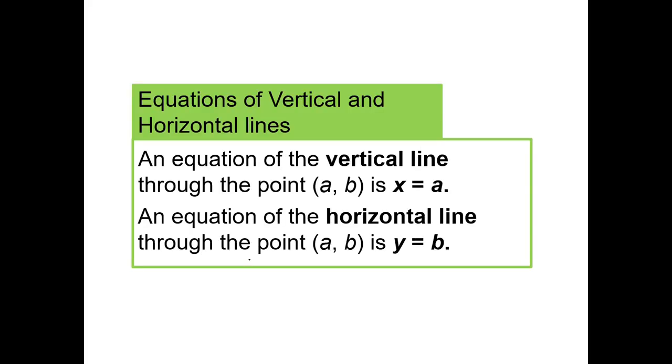An equation of the vertical line through the point a comma b is x equals a, because x represents the x coordinate. An equation of a horizontal line through the point a comma b is the equation y equals b. So remember, x equal to some number represents a vertical line, and a horizontal line is represented by y equal to some number b, which corresponds to the y coordinate.